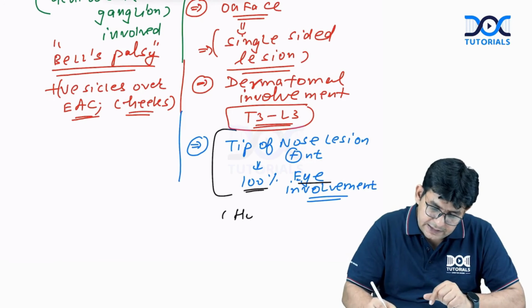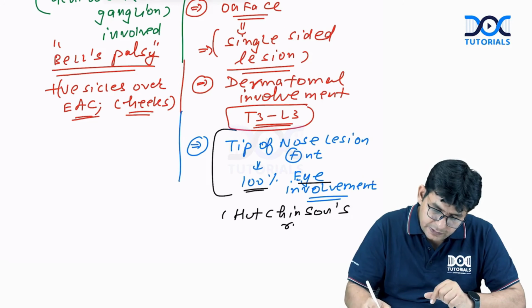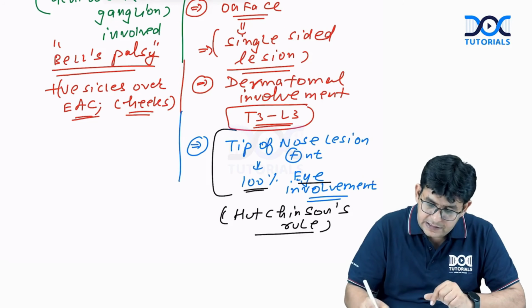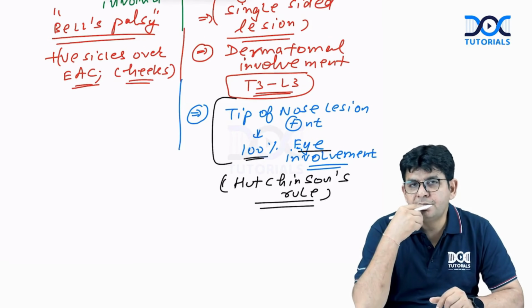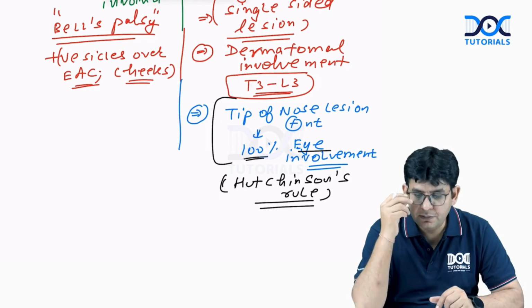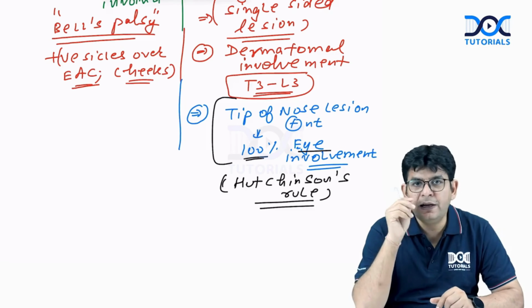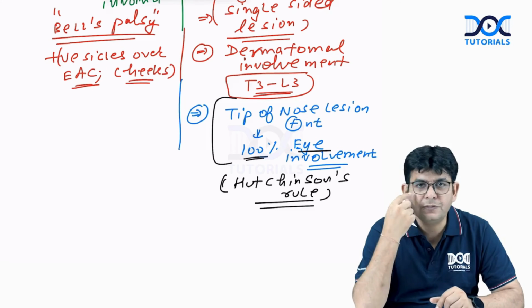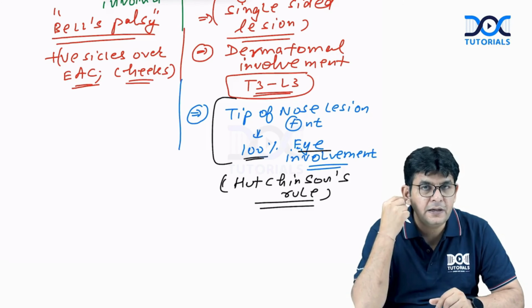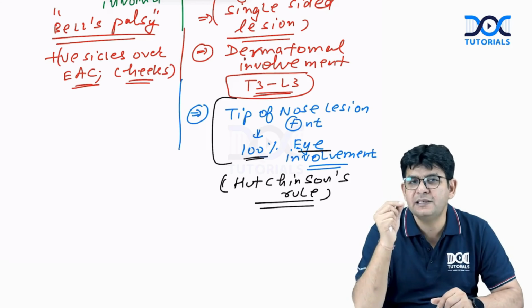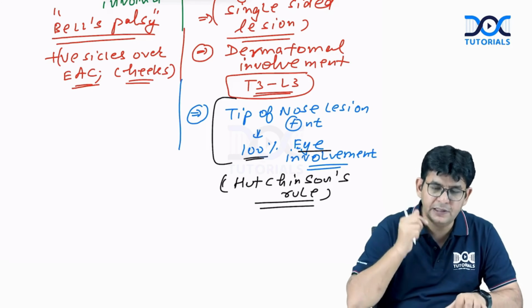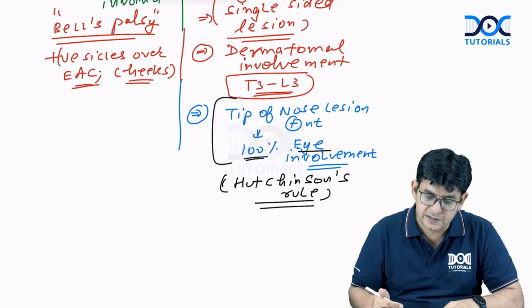And this is termed as Hutchinson's rule. This particular rule is termed as what, guys? Hutchinson's rule, which is observed because of the nasociliary nerve involvement. So whenever you see a tip of nose lesion, you should always send the patient for an ophthalmic examination, because a corneal ulcer can form, which later on can lead to corneal blindness. So that particular thing is to be observed.